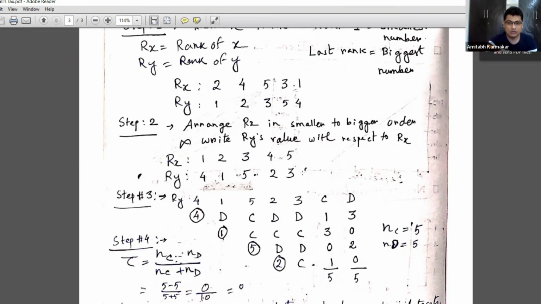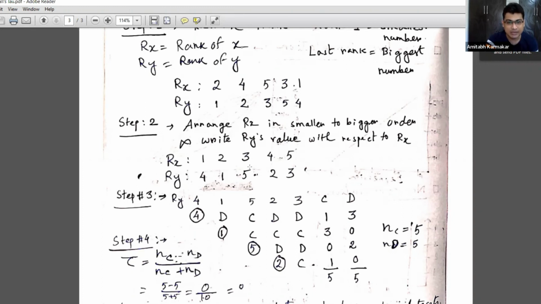Now understood? Let me repeat one more time. In ascending order you have written 1, 2, 3, 4, 5. Ascending order, it's a no-brainer. The respective values of Ry will be put here. So 4 is below 1, we write 4. 1 is below 2, we write 1.